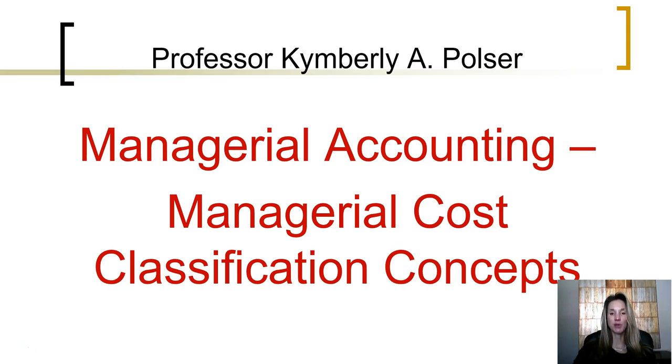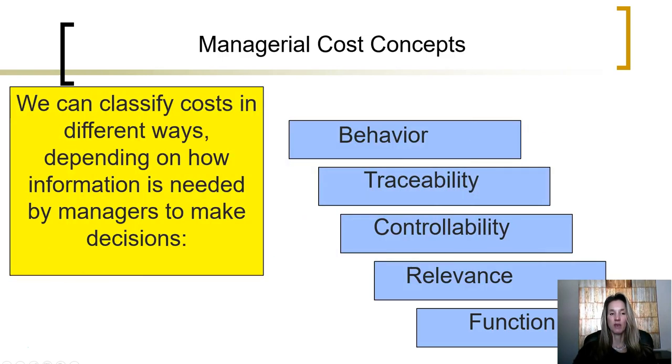Hello. In this episode, we are going to discuss managerial cost classification concepts. An organization's cost can be classified in different ways, depending on how information is needed by managers to make managerial decisions. We can classify costs by their behavior, by their traceability, by their controllability, by their relevance, and by their function.